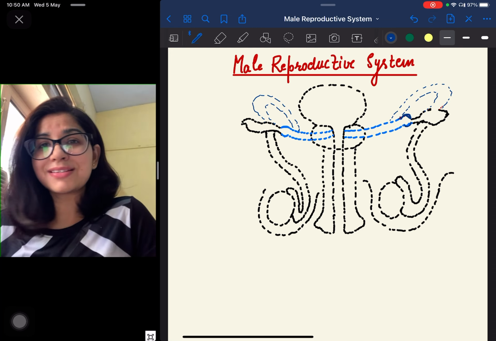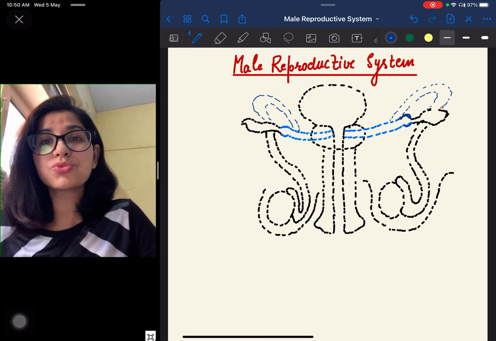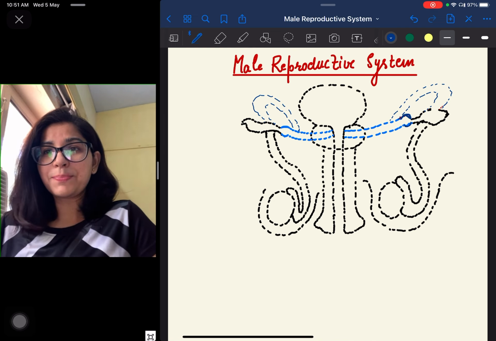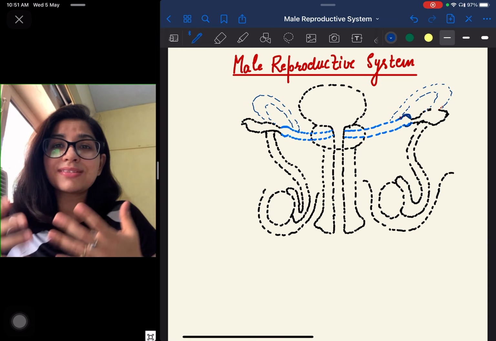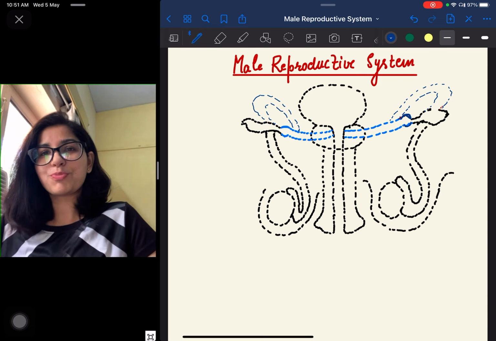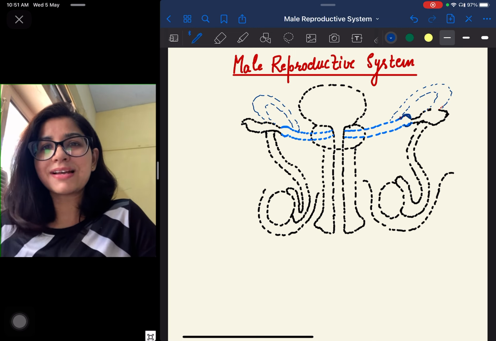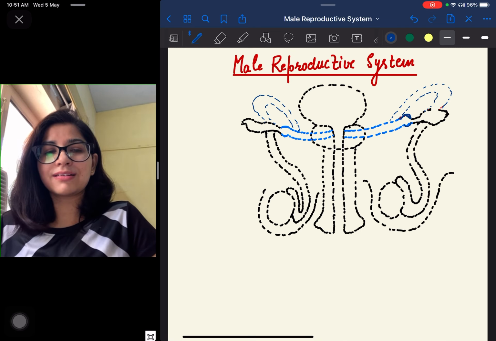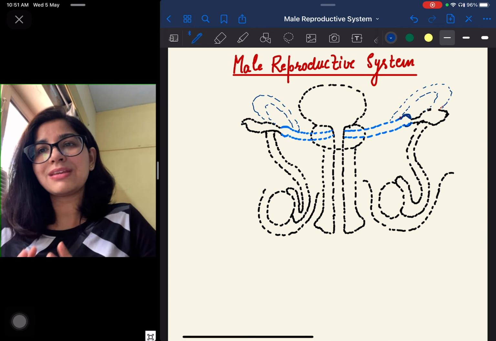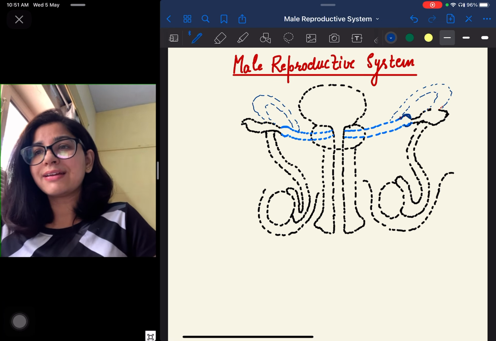Many times when we study biology, I feel that many students are afraid to draw the diagrams. I have seen that. And one of the most difficult diagrams students feel is the male reproductive system. I don't know why, but yes, every time they feel a lot of difficulty in drawing the male reproductive system, especially.